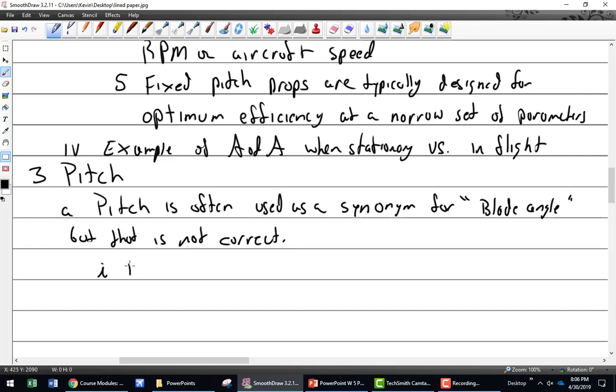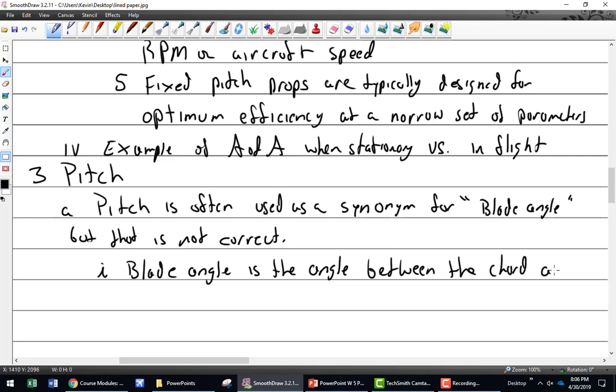So what is blade angle? Didn't we already define that? Angle between the chord and the plane of rotation. Between the chord and plane of rotation. Very good.